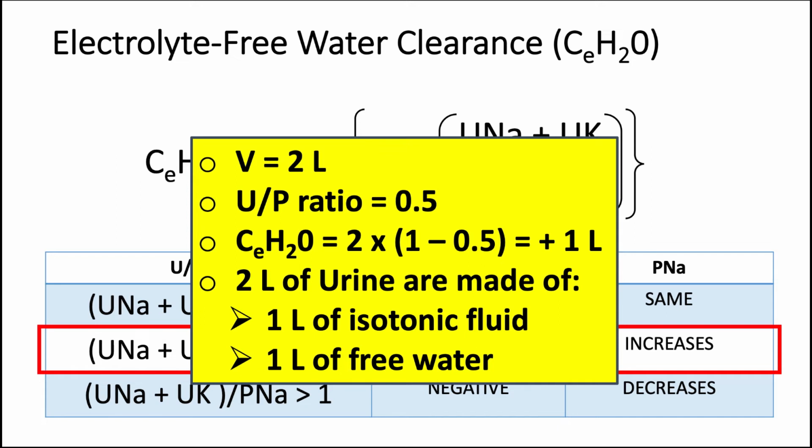What does it mean, positive 1 liter? It means that of those 2 liters of urine that the patient is making, 1 liter is isotonic to plasma, but the other liter is pure water. If you put them together, you have 2 liters of hypotonic urine.